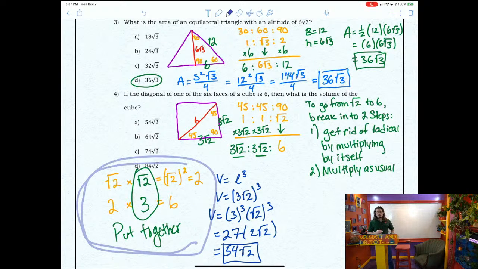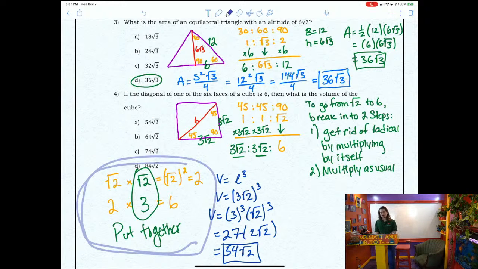So first, to go from root 2 to 6, first get rid of the root 2. If you multiply root 2 by itself, whatever the radical is, that's going to eliminate the radical, because root 2 times root 2 is the same thing as root 2 squared, which is 2. Now you can ask yourself, to go from 2 to 6, what do I need to multiply by? It's pretty easy because you're going from an integer to another integer. To go from 2 to 6, you need to multiply by 3.